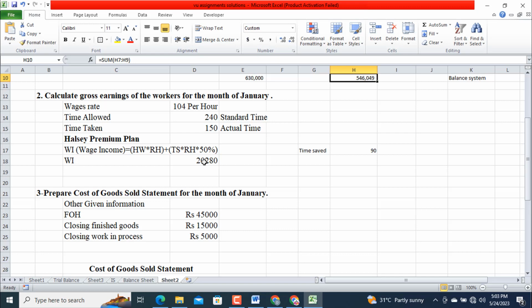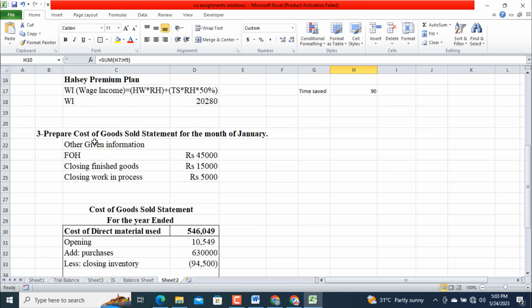So by putting all these values here, 250 into 104, plus time saving, which is 250 minus 150, equal to 90 hours, into 8 is equal to 104 into 50%, we will get 20,280 in wage income, the gross earnings of all workers engaged in completing this task.